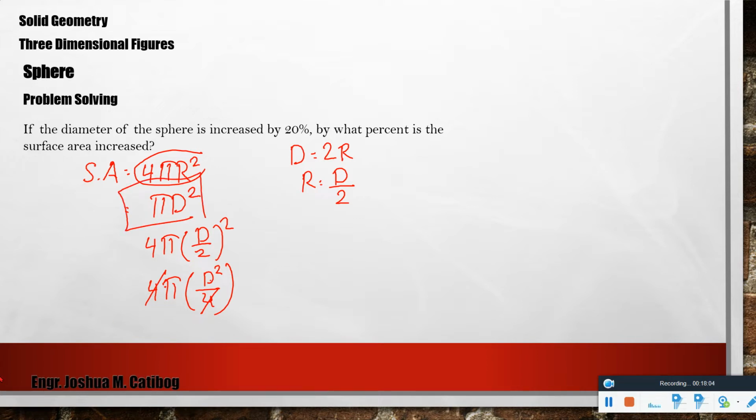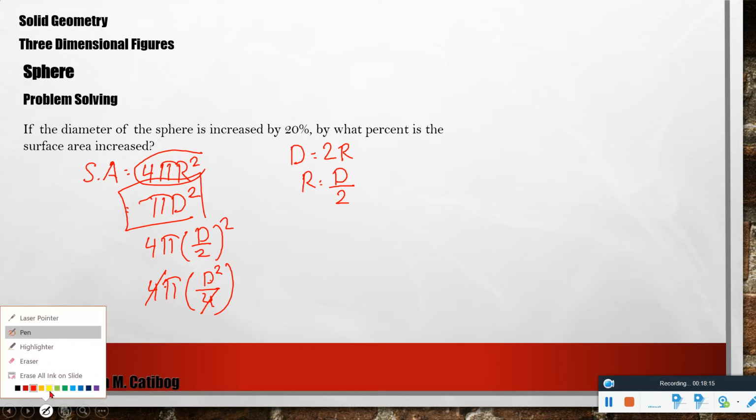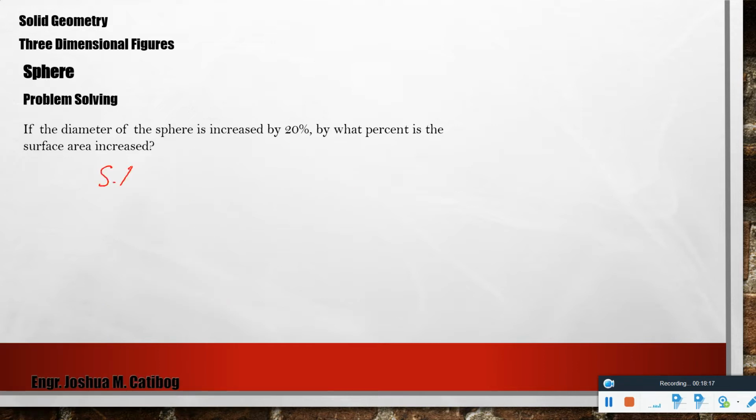Actually guys, ang pwede nyo pong gawin dito, sa radius nyo lang. Then pag alam nyo po yung relationship ng ating diameter tsaka radius, hindi na po kayo gaano mahihirapan. Okay, so I will be using the other formula regarding the diameter. So surface area is pi d squared. Okay, so basically guys, ito po yung ating original area.